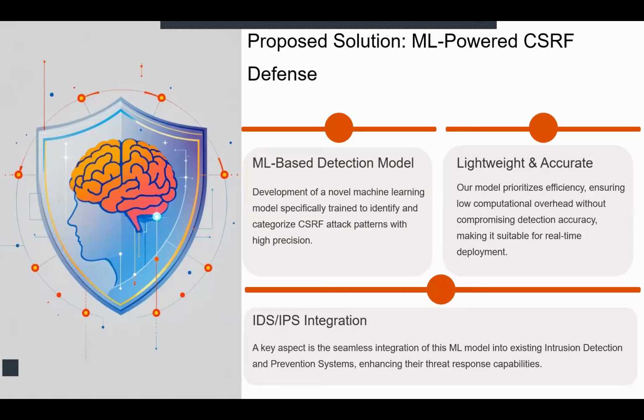So I mainly implemented two concepts. The first is to take a data set, train it with vulnerable and normal HTTP headers, and then do the analysis. The second part is integration into the intrusion detection or prevention system.